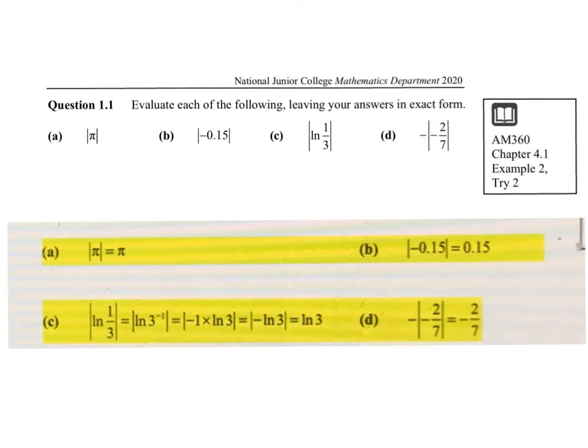Now I'll go through question 1.1. Evaluate the following, leaving your answers in exact form. The modulus of pi is just pi, since pi is positive. Whatever is inside is positive. Negative 0.15 is negative, so the modulus of it is just the absolute value itself. Ln of 1/3 is the same as ln of 3 to the power minus 1, and by the power law that is minus ln 3, and the modulus of negative ln 3 is just ln 3 itself.